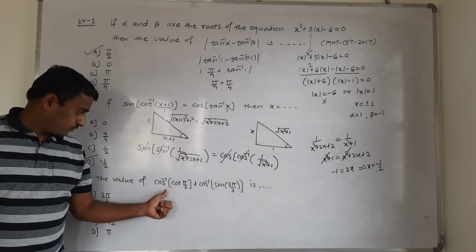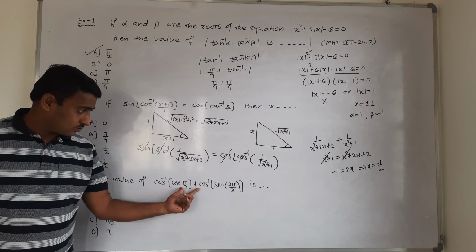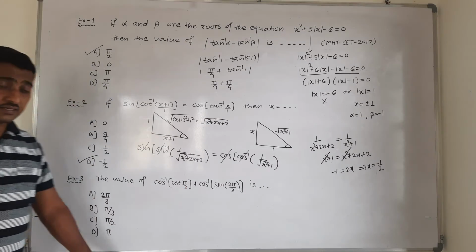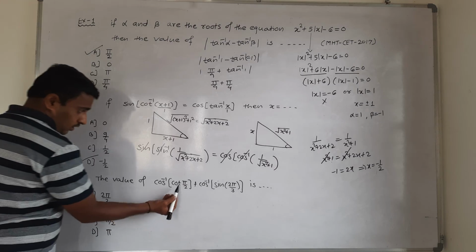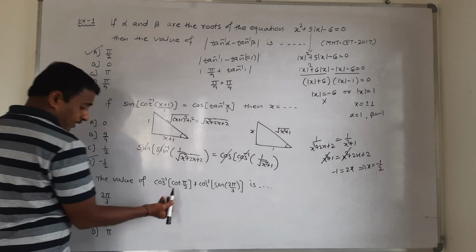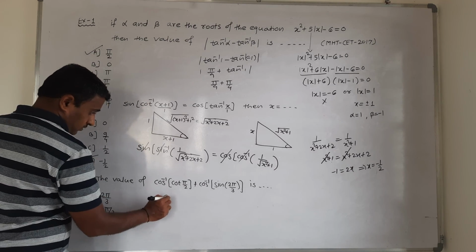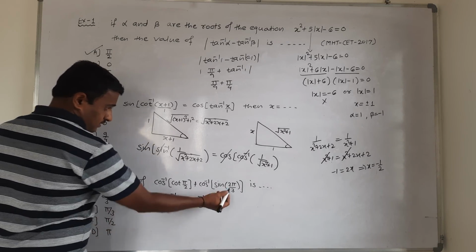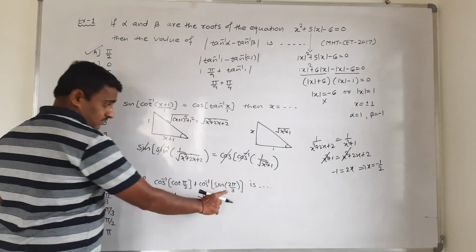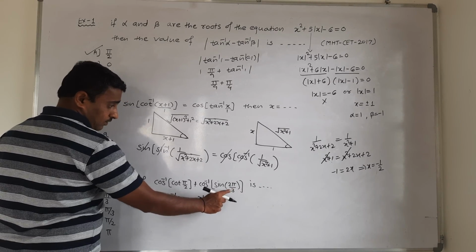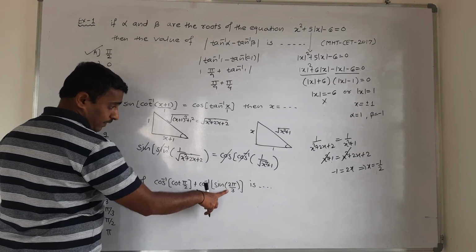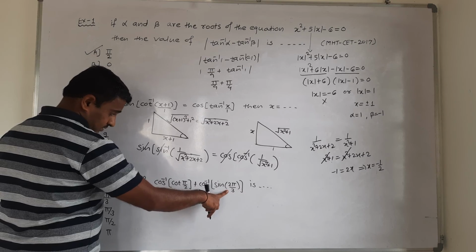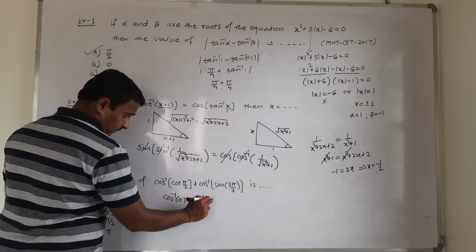Next, the value of cos inverse cot pi by 2 plus cos inverse sin 2 pi by 3 is dash dash. Cot pi by 2, its value is 0. Therefore, cos inverse 0 plus cos inverse sin 2 pi by 3. That is sin of pi minus pi by 3, its value is sin pi by 3, so sin 2 pi by 3 is equal to sin pi by 3. Sin pi by 3 is root 3 by 2.